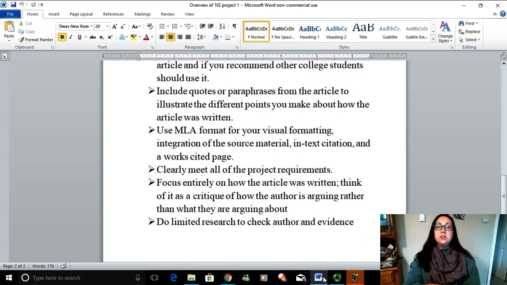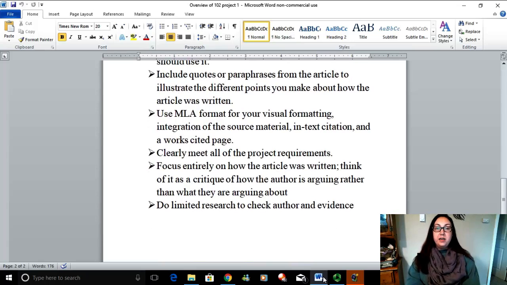Next, I want to really emphasize that when we talk about MLA format in this class, it is not just how you visually set up the essay. Yes, that's part of it. It's not all of it. It also includes how you integrate the source material. Things like starting your quotes or paraphrases with lead-ins such as "according to" whatever the author's name is, or "in this particular article," give the title. You have to have some sort of lead-in, and then you have to follow up that paraphrase or quote with explanation.